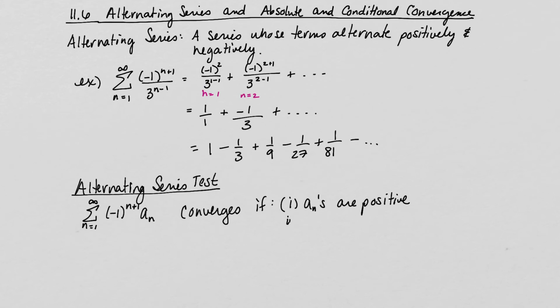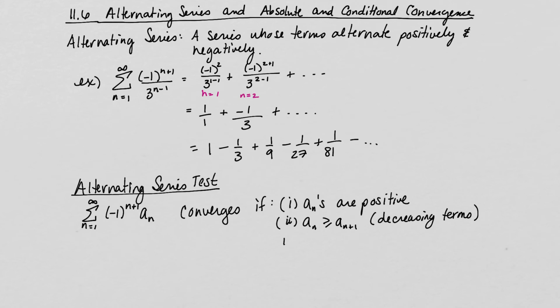The second is that a sub n is greater than or equal to a sub n plus 1. So it's decreasing, right? It's decreasing terms. So we have to be a little careful in that we used to say decreasing for a function, so it makes sense when we say, oh, a function's decreasing. Here we're saying the terms are decreasing. As we go into each of the terms, they're getting smaller and smaller.